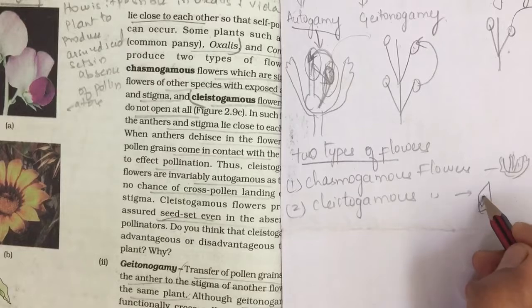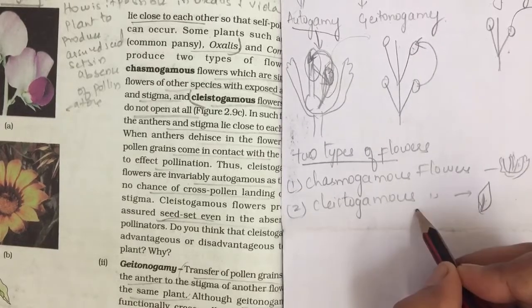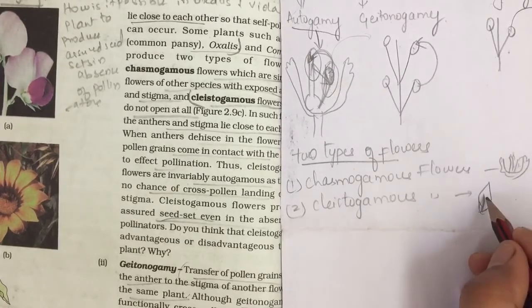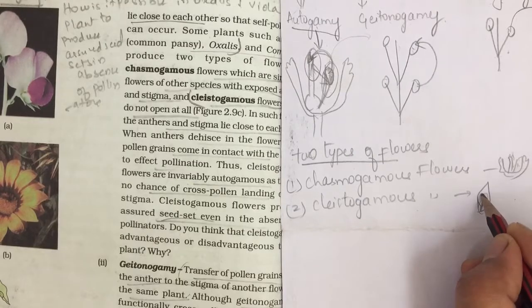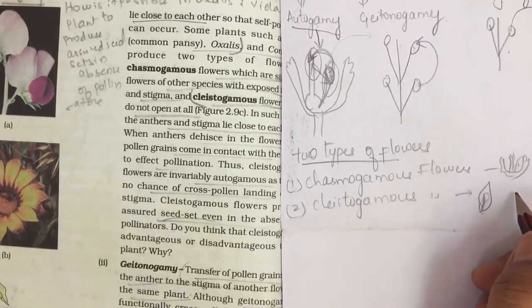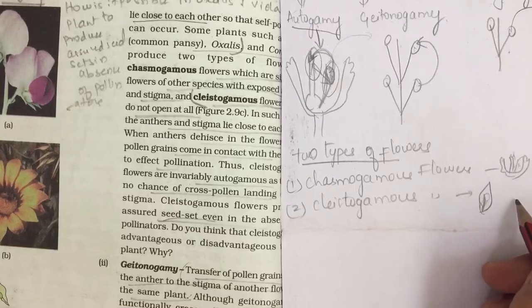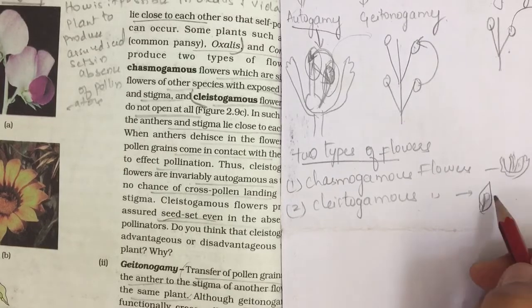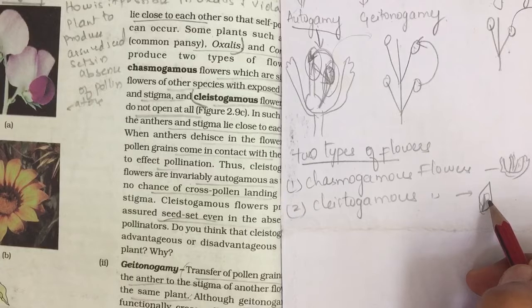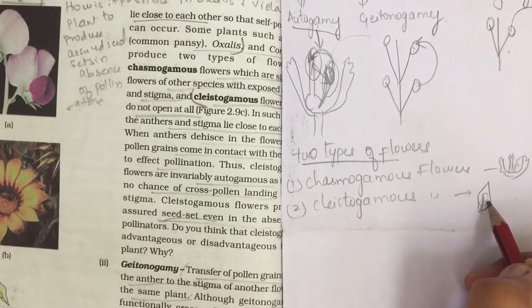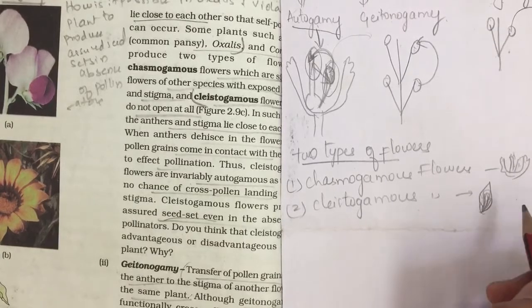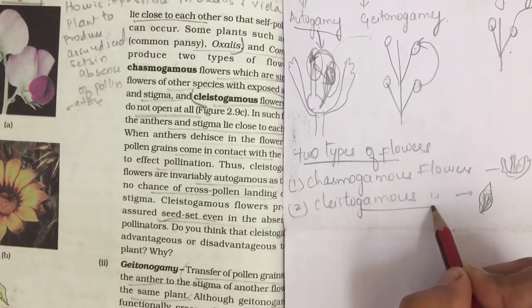There is an assured seed set in Clistogamy flowers, because pollination can definitely take place as it is closed. If it had been open, the pollen could reach some other flower and the chances of fertilization would have been reduced. But because it is closed, the chance of fertilization is 100%, because both anther and stigma are present inside the flower and it is closed. Pollination takes place and it can be assured that there will be a formation of a seed after fertilization. So that is what we find in Clistogamy flowers.